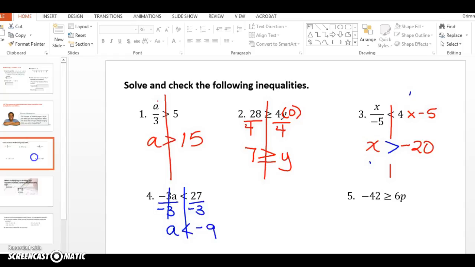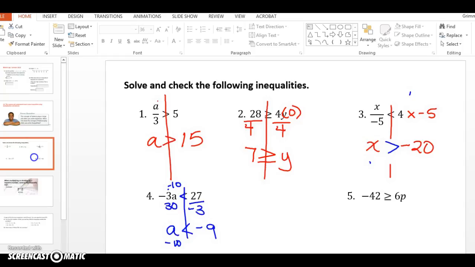Agreed? Okay, so now give me a number less than -9. -10. I heard -10. You guys all agree -10 is less than -9. Okay, now watch what happens when I plug it in. If I make this times -10, what's -3 times -10? Positive 30. Is that less than 27? No. You see, it doesn't work. It doesn't give you a true answer.